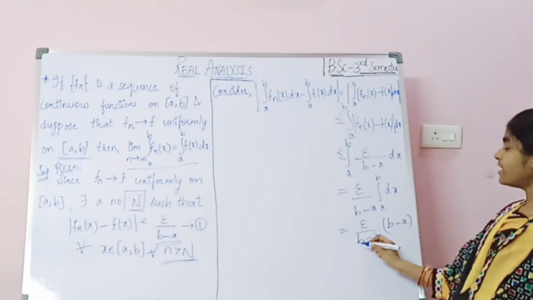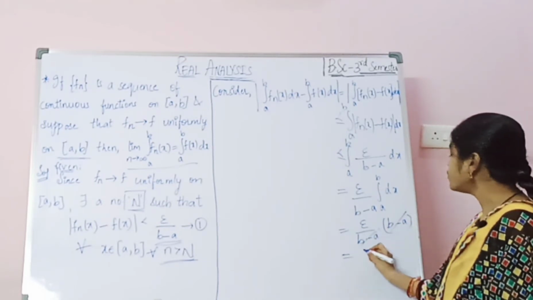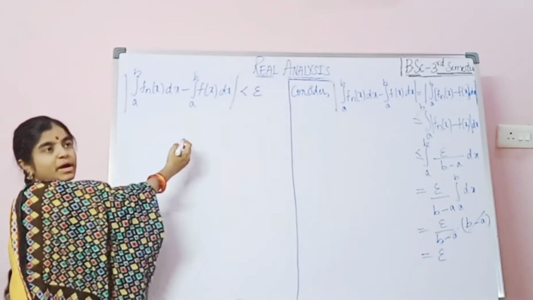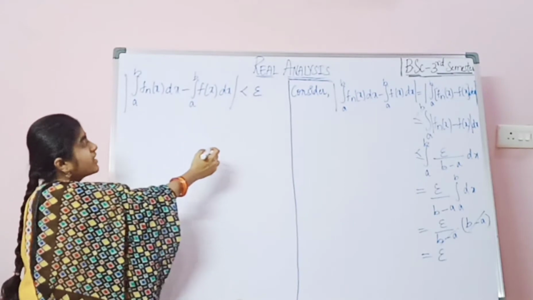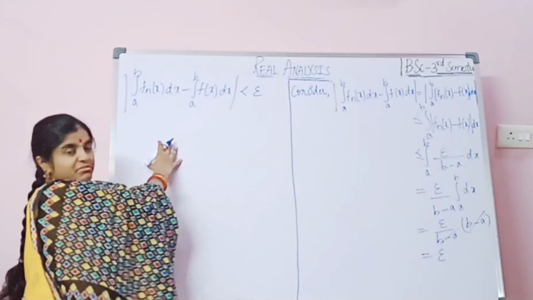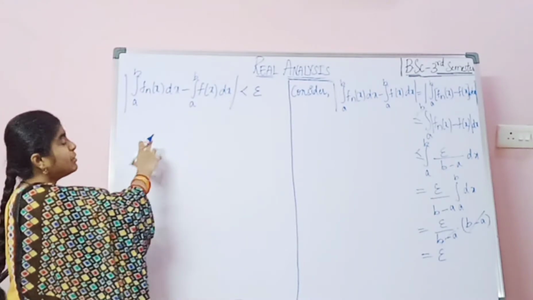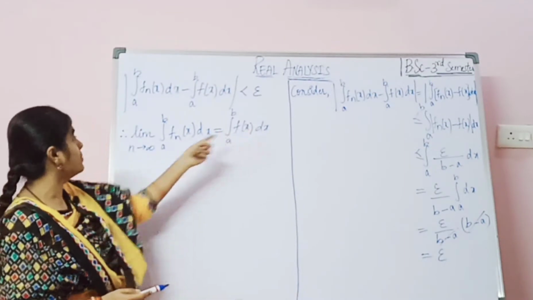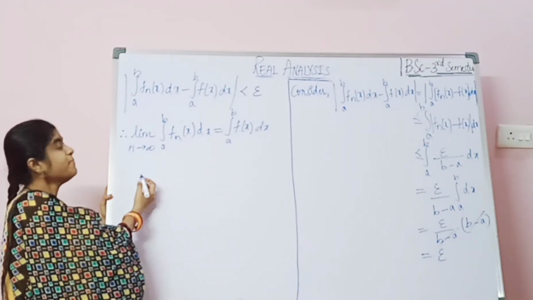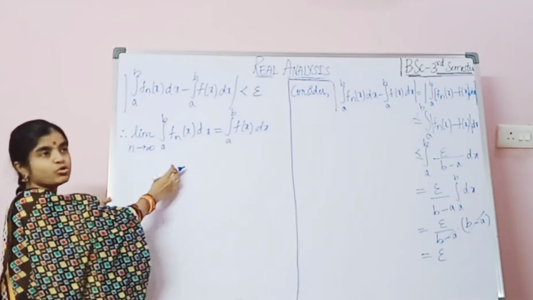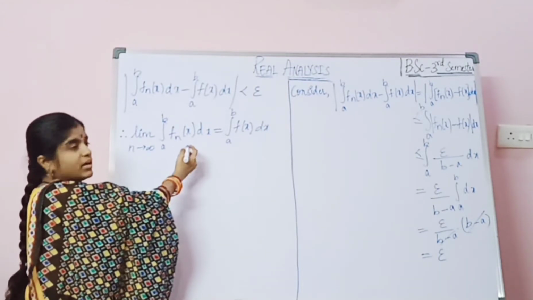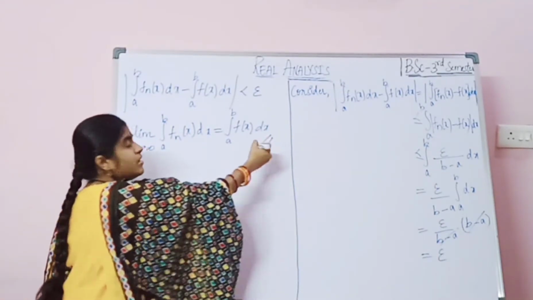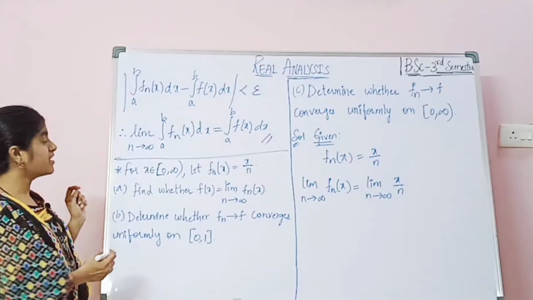So now this b minus a is cancelled, which equals epsilon. So mod integral a to b fn of x dx minus integral a to b f of x dx is less than epsilon. As we have discussed in the question, fn to f converges uniformly, so it is less than epsilon, so it converges uniformly. Therefore limit n tends to infinity, integral a to b fn of x dx equals integral a to b f of x dx. This is the solution. Now let us discuss the next question.